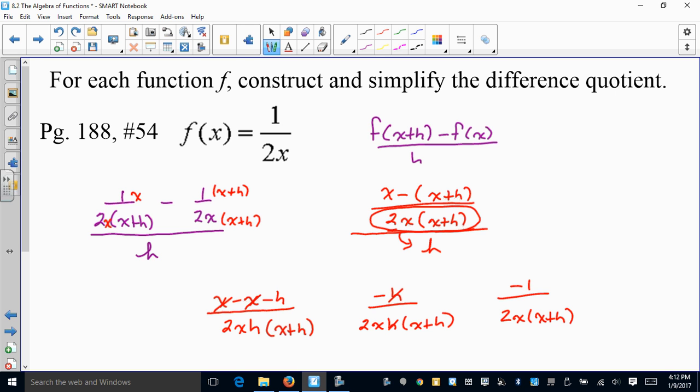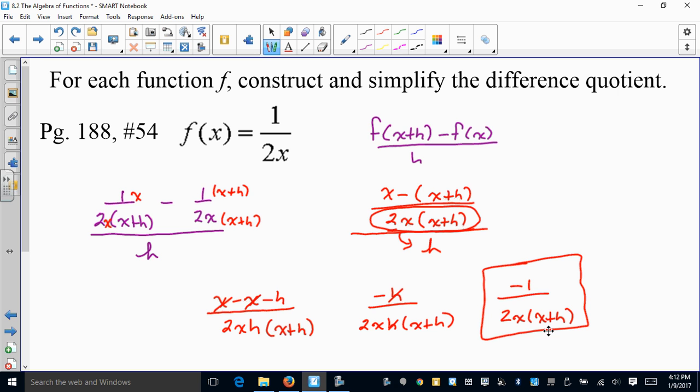Now, for those of you going, but what is the slope? Well, it depends on what x is. So if x was 5, then we would have negative 1 over 2 times 5, or 10, times 5 plus h. In calculus, we push h all the way towards 0 because we're trying to find the slope at just that point. That we explain next year in calculus.